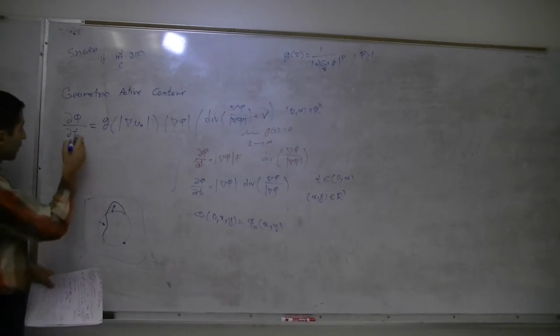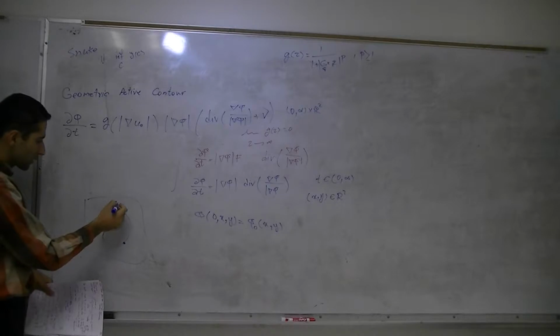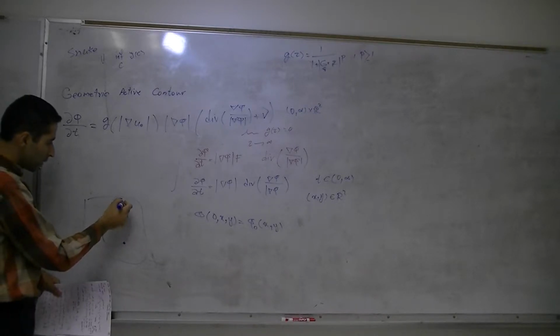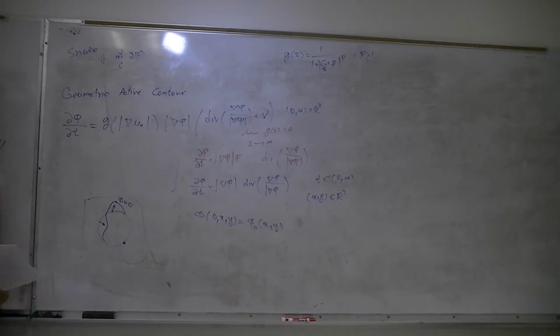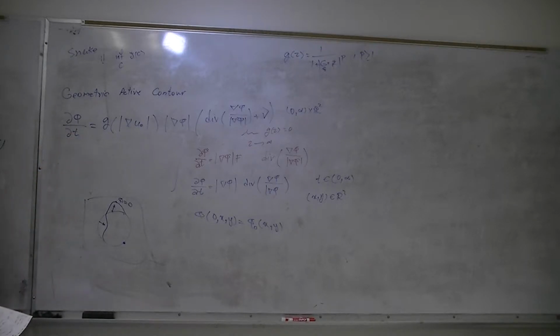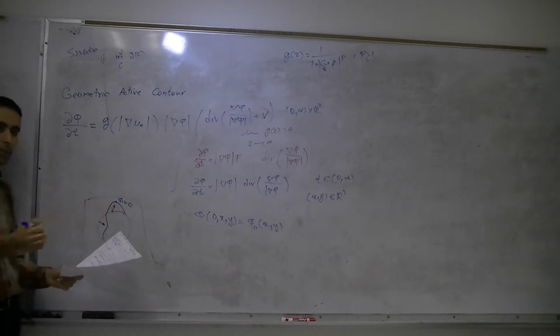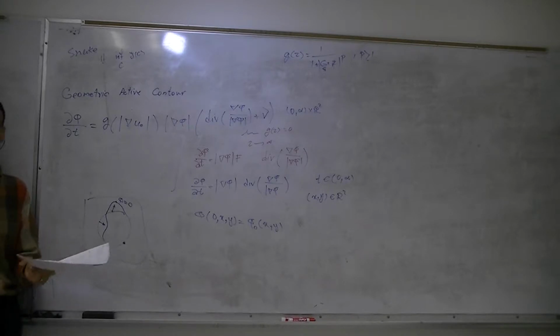And when this term is equal to 0, it means you are at the point that phi is equal to 0, and your curve is on the boundary of the image. Because of this, based on the technique that you want to change the curve, there are some problems to converge, the speed of the convergence.